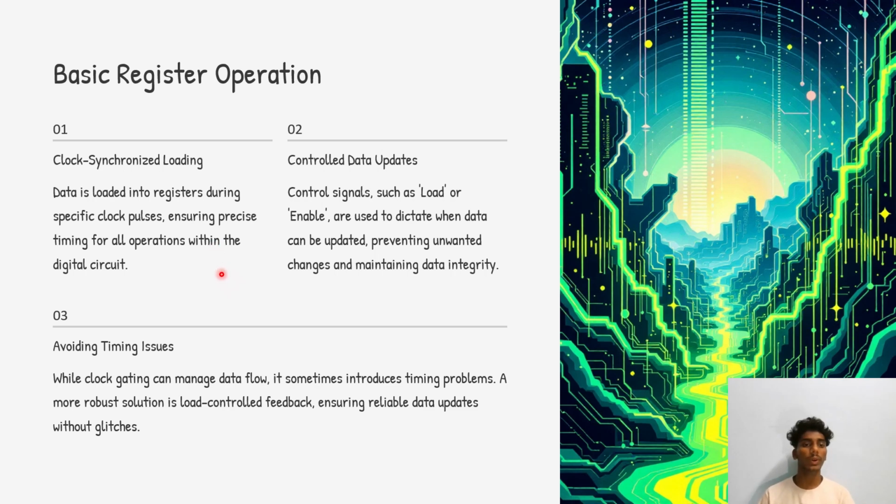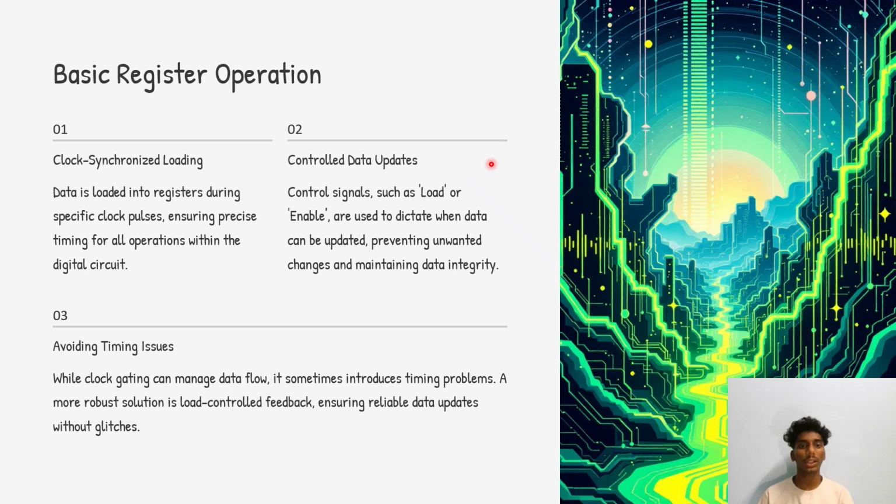When the clock pulse is one, the circuit becomes on and it will operate, either as a D flip-flop or SR or any kind of flip-flop. When the clock pulse is one, the circuit will be on and it will do operations. The second case is control data updates.